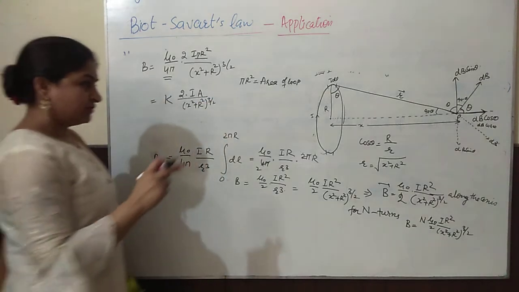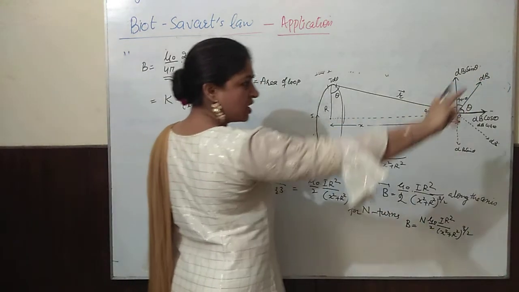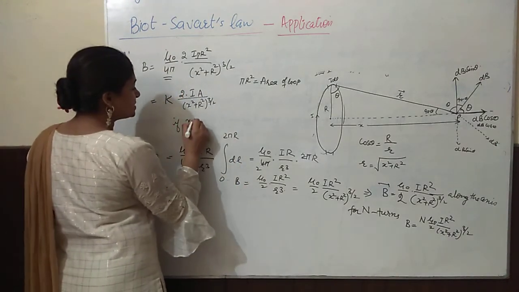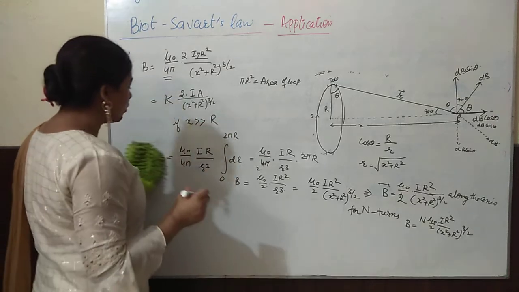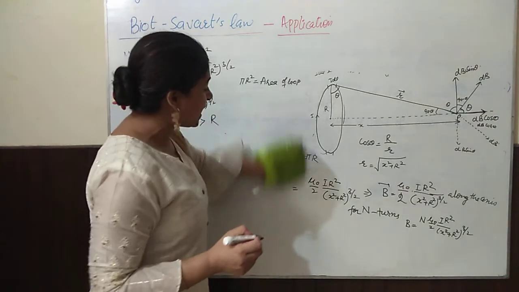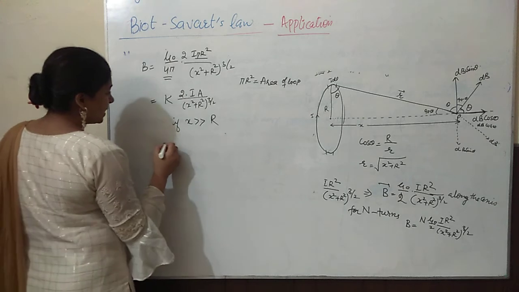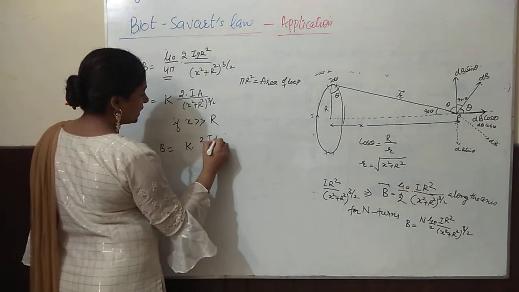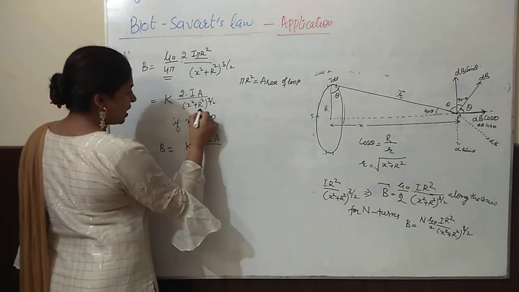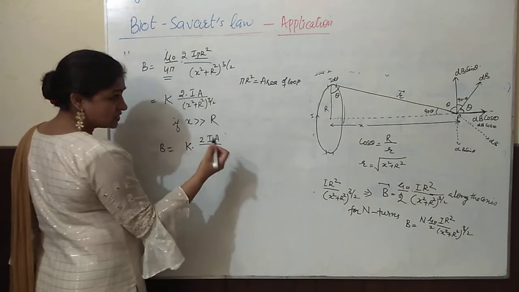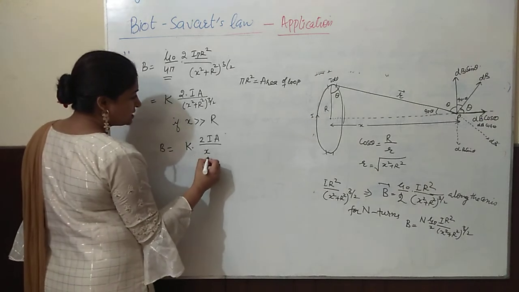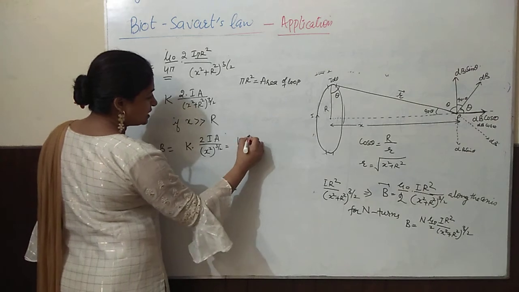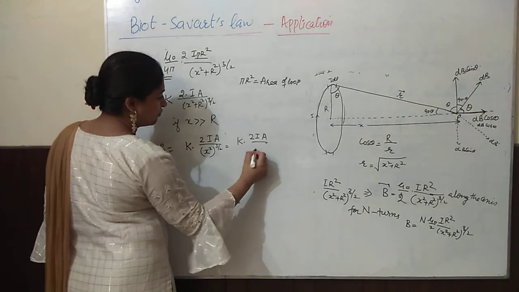Now for the special case, if point P is lying very far away from the circular loop, if x is very much larger than the radius of the loop, then how can we write it? We can neglect R here. In that case, we can write the magnetic field as K times 2IA over x square raised to power 3 by 2, because R is very small as compared to x. So this becomes K times 2IA over x cube.